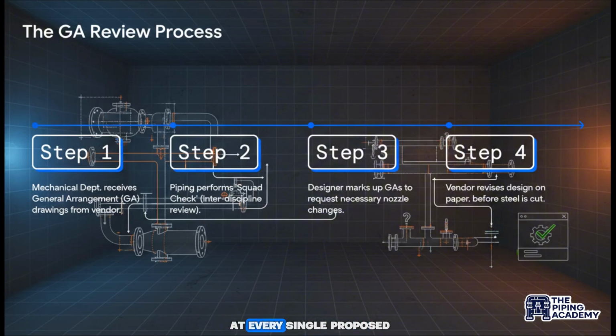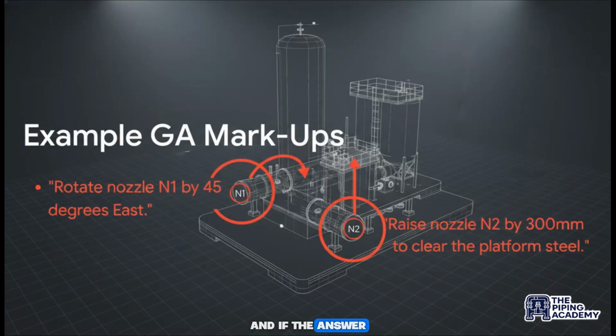You have to look at every single proposed nozzle location and ask yourself, does this work for my piping? Can I support a valve here? Is there a platform in the way? And if the answer is no, you have to mark up that drawing. And you have to be specific. Get out the red pen, draw a line, and write crystal clear instructions like rotate nozzle N1 by 45 degrees east, or raise nozzle N2 by 300 millimeters to clear the platform steel.